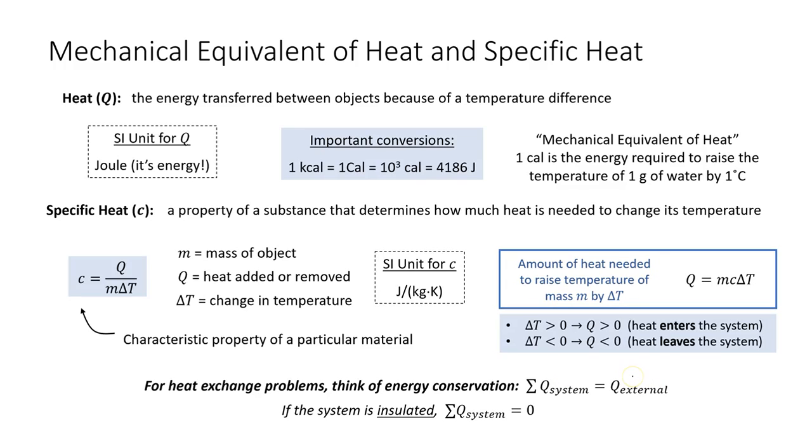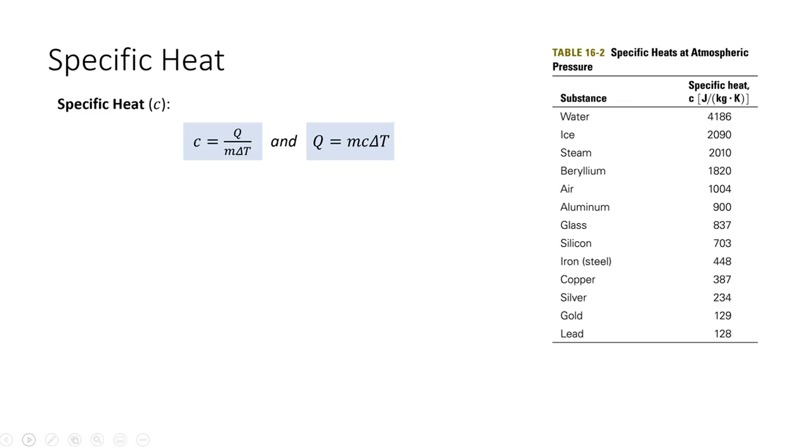Okay, then if you have this key word that the system is insulated, what that means is that no heat can leave the system or come into the system. And so then the right-hand side of this equation, which I'm calling Q external, which is the amount of heat that enters or leaves the system, is going to have to be equal to 0 if you have a system that's insulated. And so then the sum of the heat exchanges of the objects within that system will have to be equal to 0.